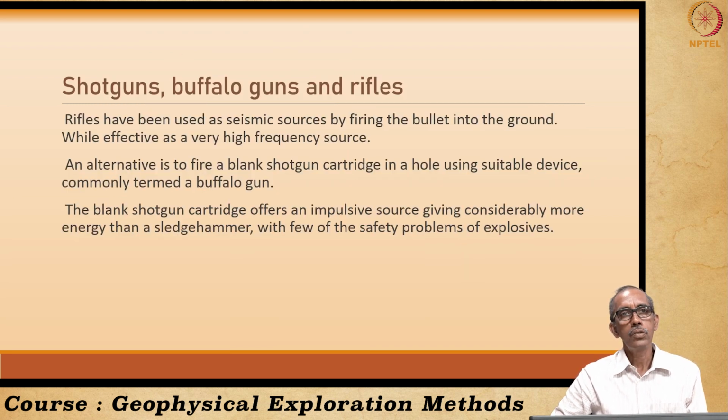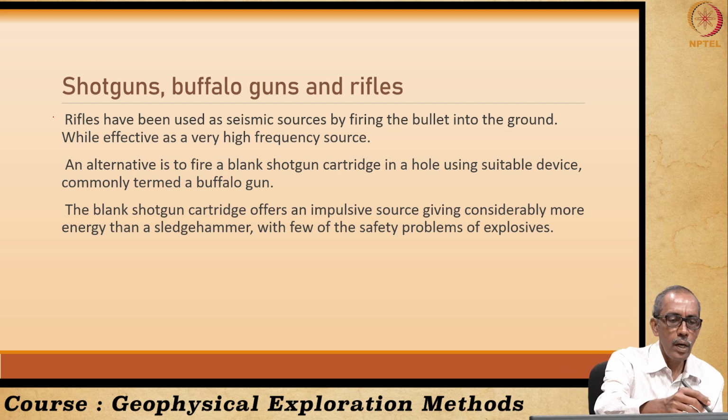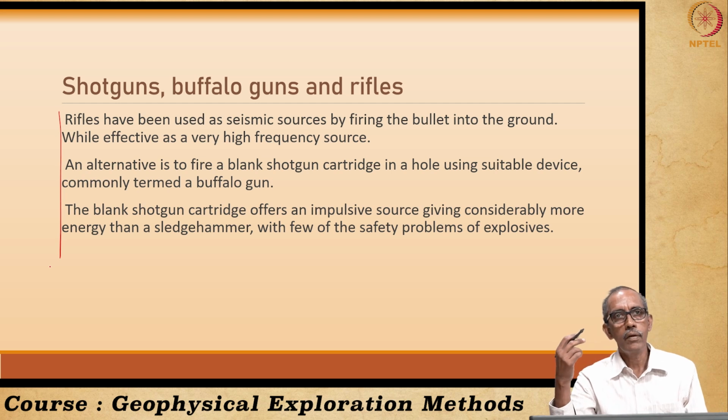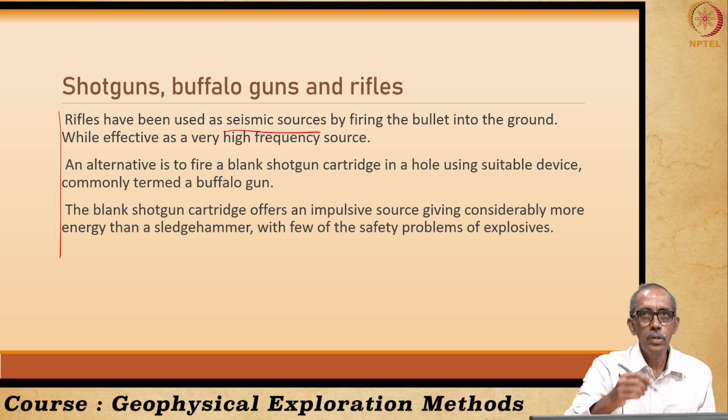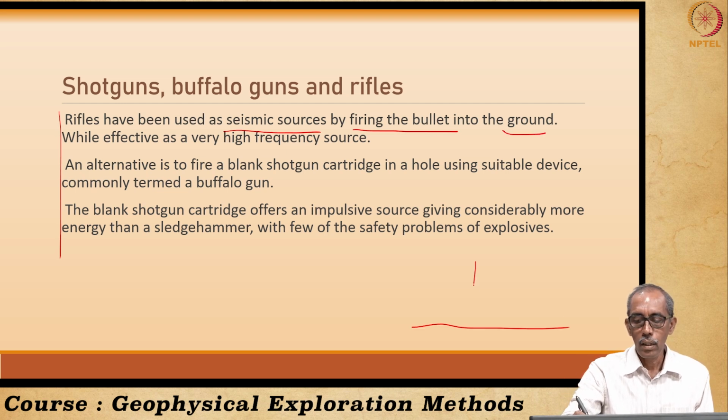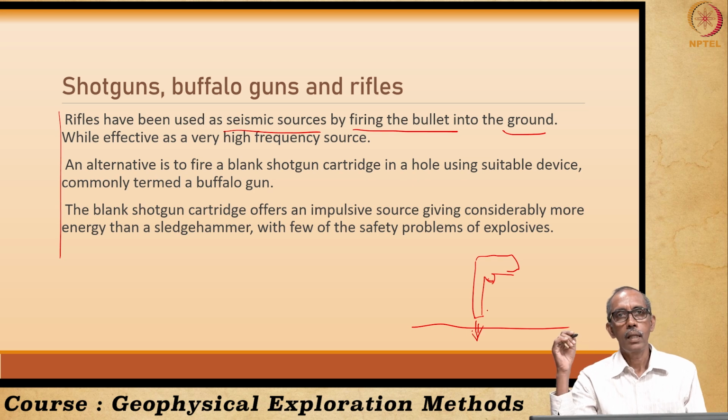Then the next source. Suppose you don't want to use explosives and the energy requirement is not that much, then we can go for these sources. They are nothing but rifles and guns. They can also be used as a seismic source. How? Just by firing a bullet into the earth. This is the surface of the earth, and this is the gun. So using this gun, a bullet is fired onto the earth.